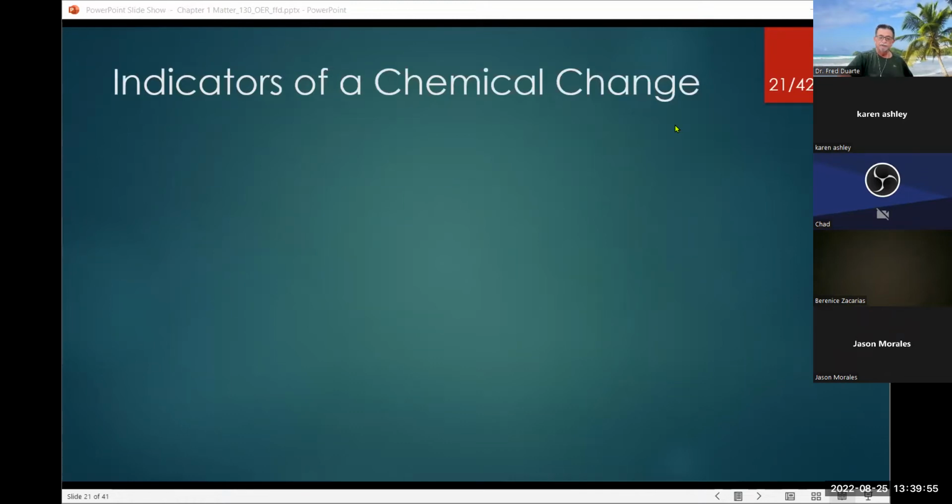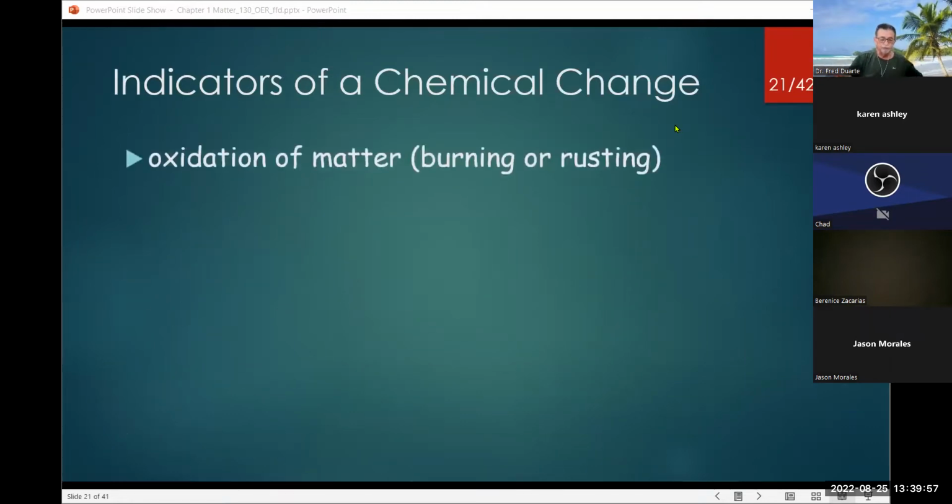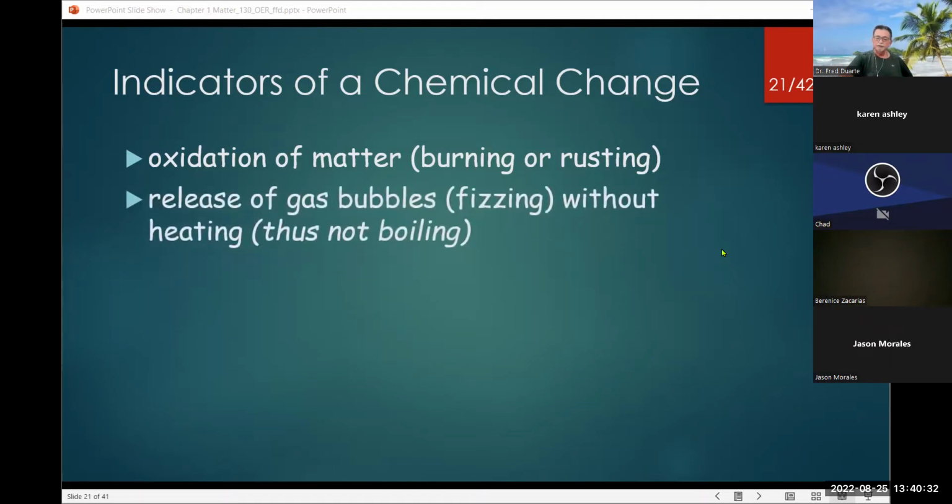Now, some of the indicators of a chemical reaction. How do we know by observation if something happened? Oxidation of the matter, for example, something burns. That's a good indication that we have a chemical change. Very rarely, unless you're the phoenix bird, do you come back from the ashes. Rust, for example, is a chemical reaction, and you should have a pickup with a lot of rust on it. Another indicator is the release of gas bubbles, fizzing without heat.